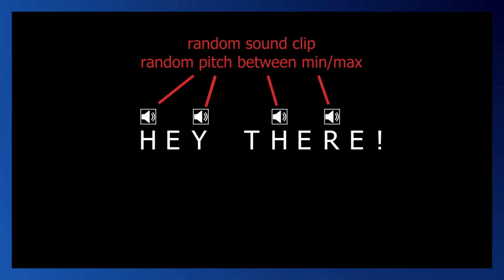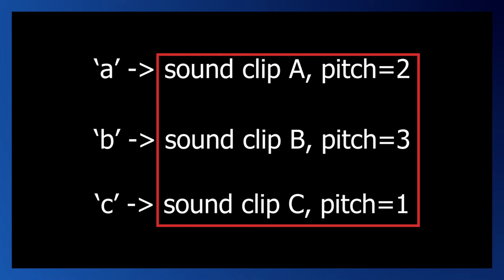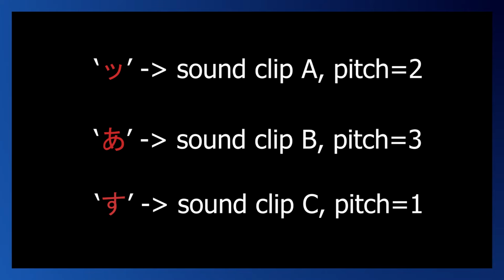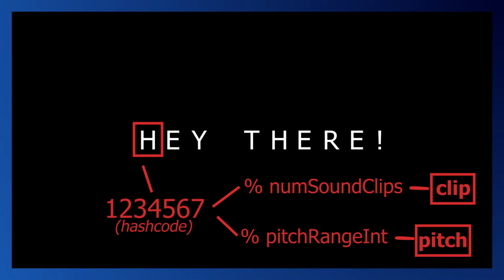We could do something like create a map of English characters to different sounds that we want to play for those characters, which is probably closer to how games like Animal Crossing go about it, but that ends up being pretty tedious, especially if you factor in things like localization, where you might want to support different languages with entirely different sets of characters. So with that in mind, instead of doing something like a character map, what we're going to do for this tutorial is take the character that we're playing the sound for and then generate a hash code for that character, and then use that hash code to select a sound clip and pitch using modular division.